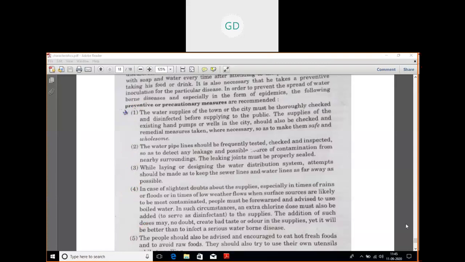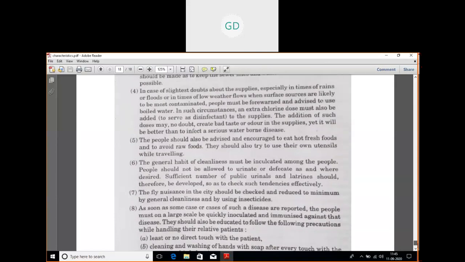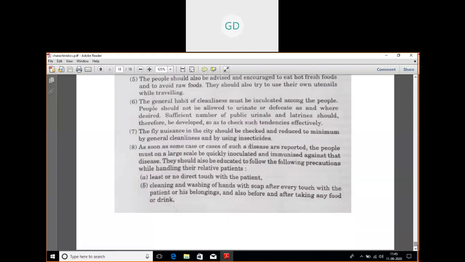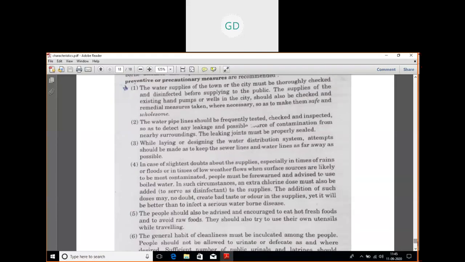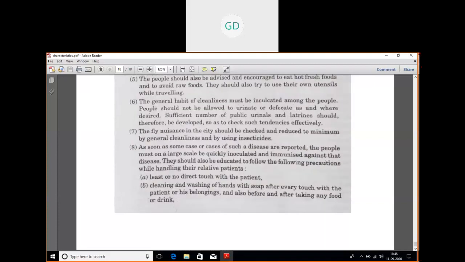With this we end today's class, and we have learned the characteristics. Next class we will learn the most important part of your first chapter, that is the treatment of water. Treatment of water we will learn in your next class. So let me take your attendance.